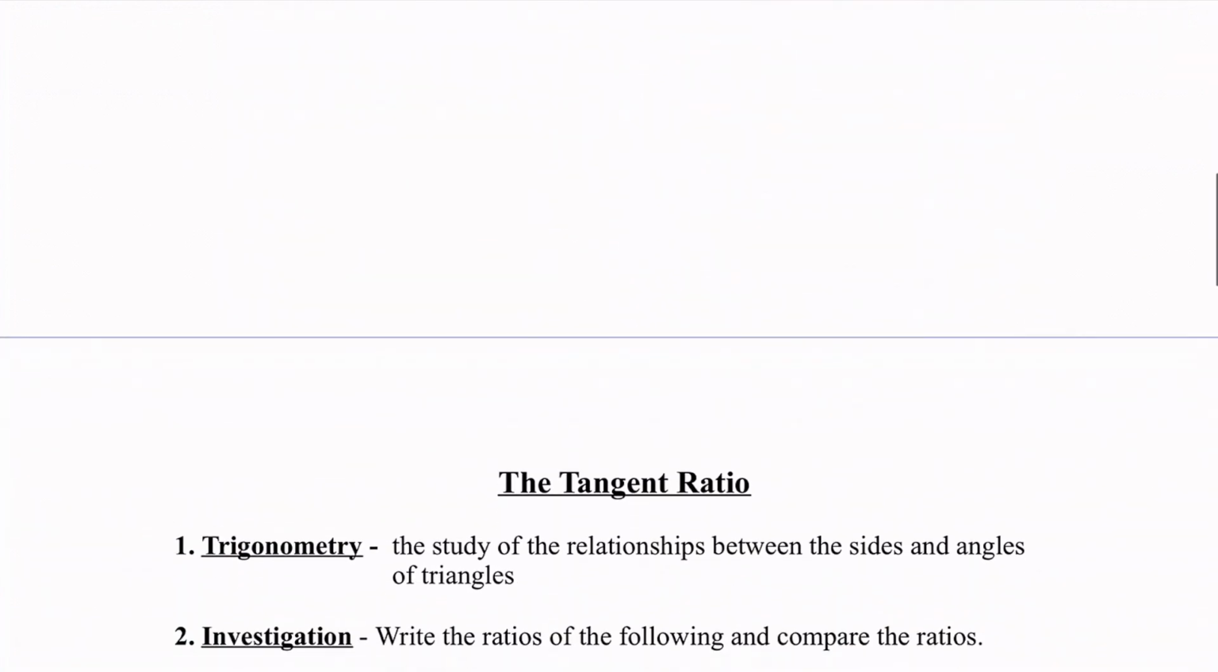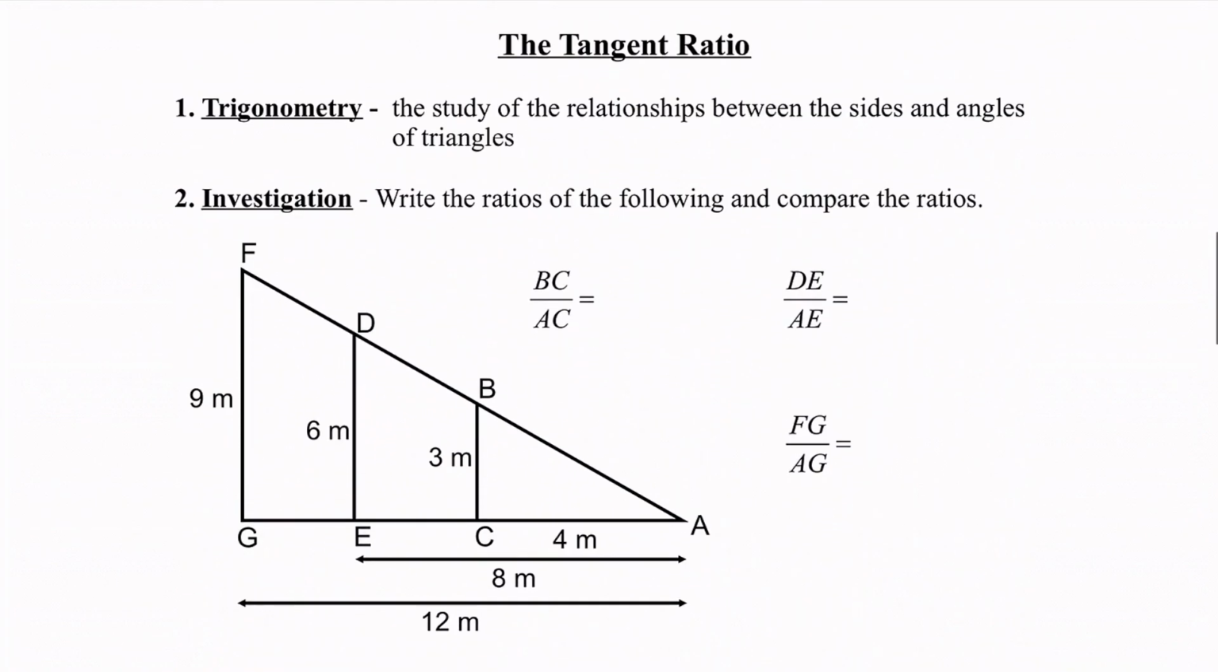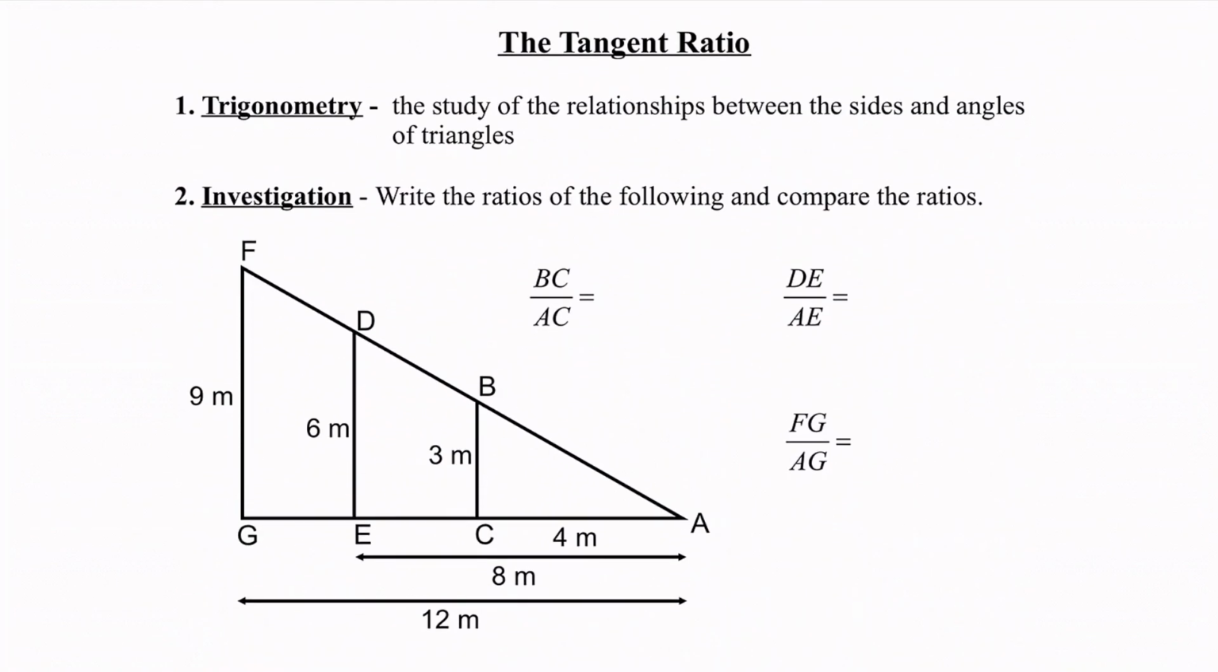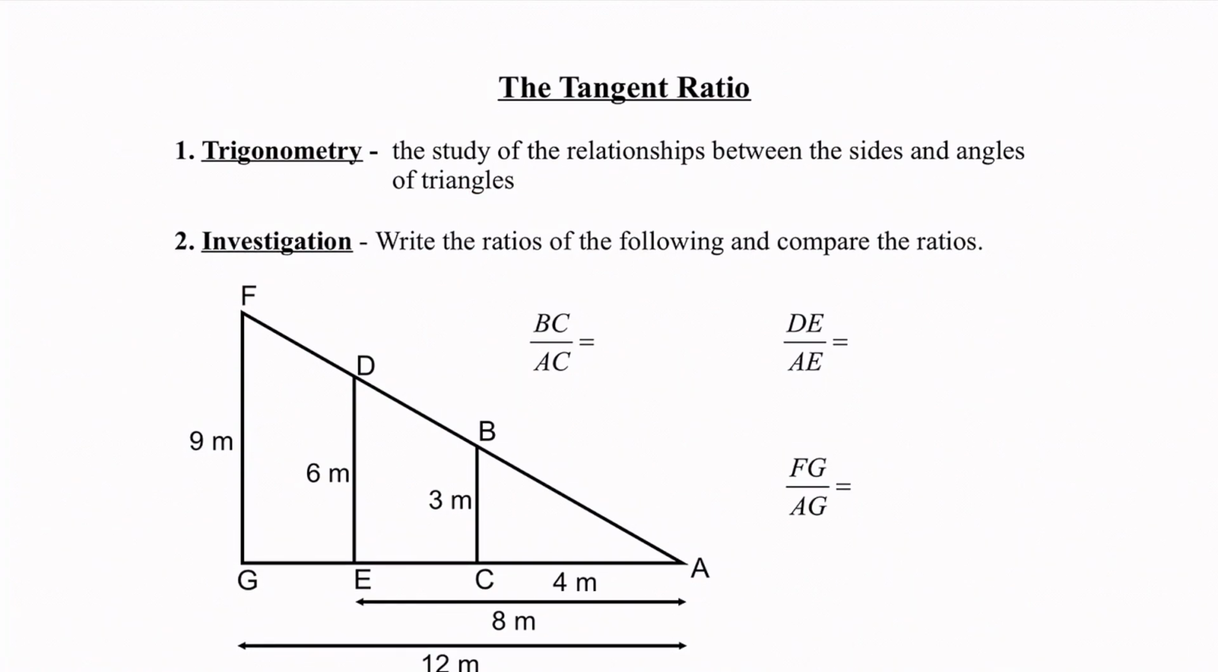First thing we're going to look at is the tangent ratio, and a definition. The definition here for trigonometry is the study of the relationships between the sides and angles of triangles. In the word trigonometry, trigon means triangle and metry means measurement. So really trigonometry is triangle measurement. We're just finding sides, finding angles.